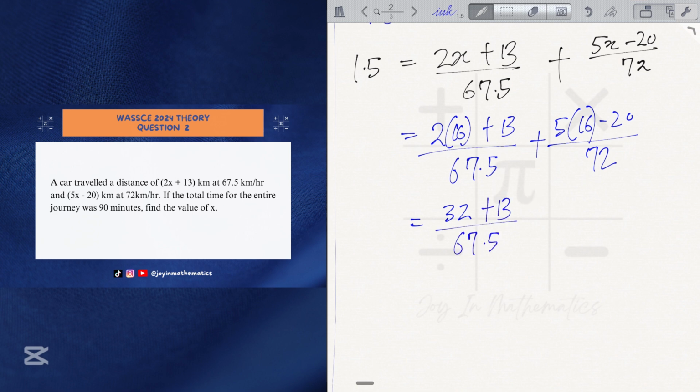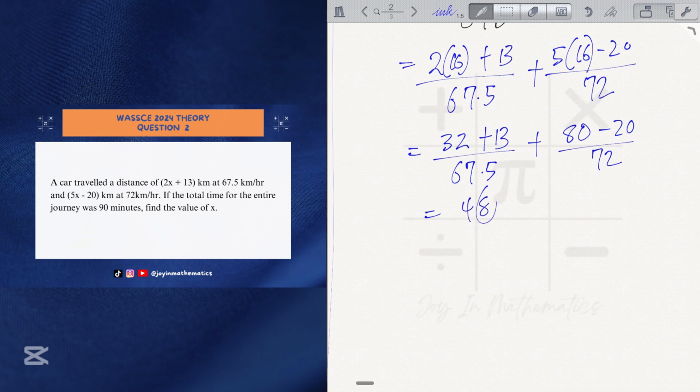However, 5 multiplied by 16 is equal to 80 minus 20 divided by 72. 32 plus 13 is 45. 45 divided by 67.5. 45 divided by 67.5 is 2 over 3. Similarly, 80 minus 20 is 60. So we have 60 divided by 72. 60 divided by 72 is going to give us 5 over 6.